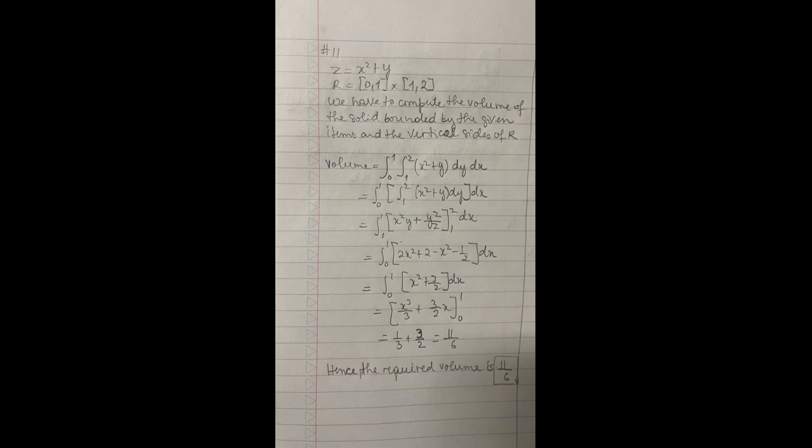X squared becomes x cubed over 3, and for 3/2, we just add an x, so that becomes 3/2 x. That's going from 0 to 1. If we replace the x's by 0, those are going to be 0. So we just replace x by 1. So 1 cubed is 1. So it's 1/3 plus 3/2 times 1, which is 3/2. So 1/3 plus 3/2 equals 11/6. So the required volume is 11/6.